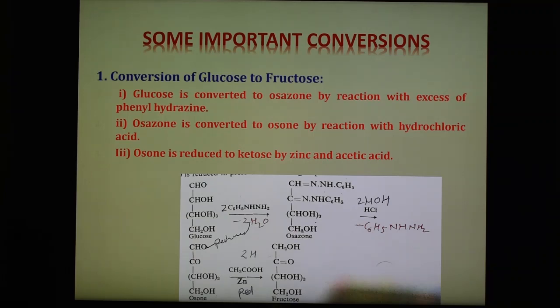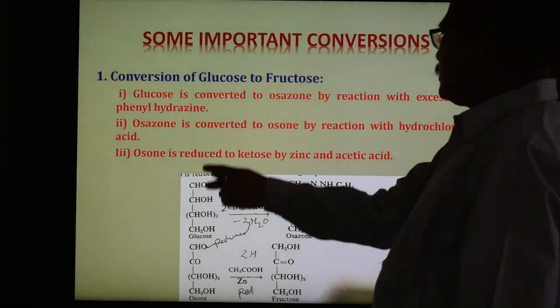So the first step is glucose is converted to osazone by reaction with excess of phenylhydrazine, and in the second step osazone is converted to osone by reaction with hydrochloric acid, and in the third step osone is reduced to ketose by zinc and acetic acid, and the aldehyde group is reduced in preference to the keto group. So all these 3 steps are shown here.